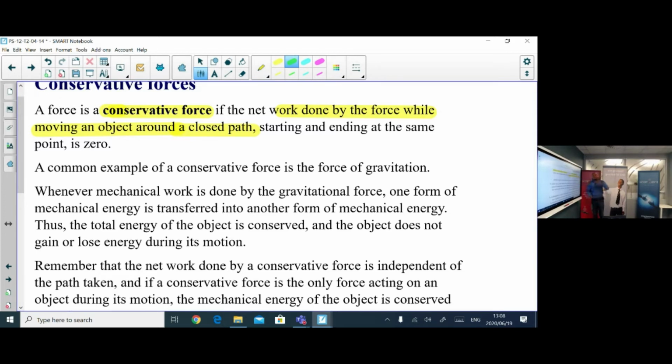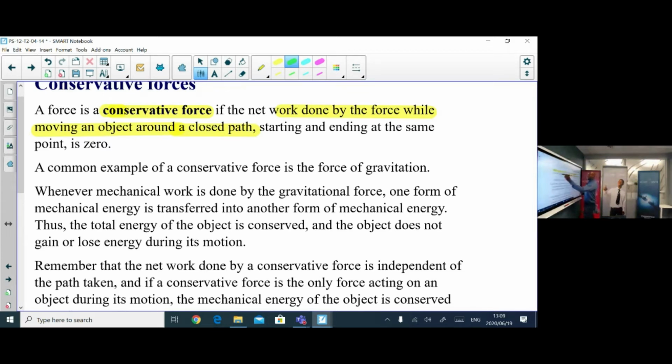Sometimes you can drop a ball from this height. If the surface is smooth, it's going to hit there and come back to the same position, then the net work done is going to be 0 joules. In other words, we have conservative forces. If the net work done, this is very, very important, we're dealing with work. Wherever you come across work, you must know that there is a force behind it.